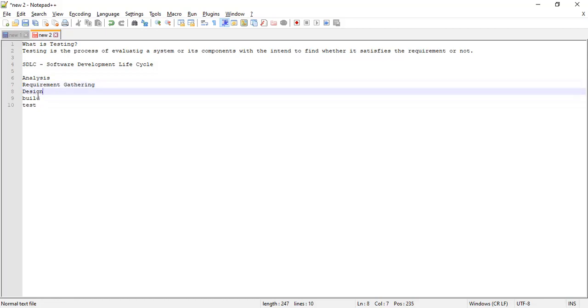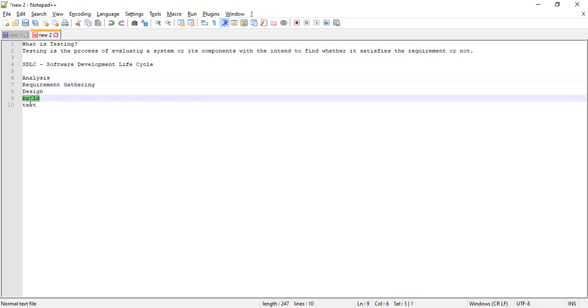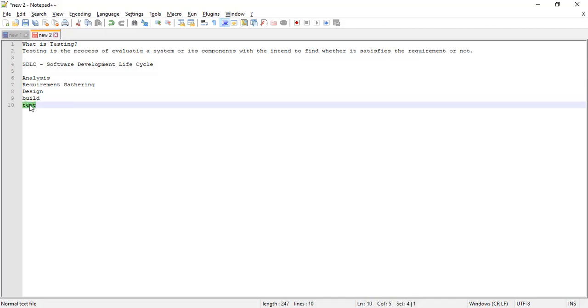Then there are the design phase and build phase. The build phase is nothing but the coding phase, where the developer writes the code for the program to work as intended. There might be some defects. The developer does not do the entire testing, just unit tests, so something might go wrong. Those defects will be identified during our normal testing phase. This is the software development life cycle.